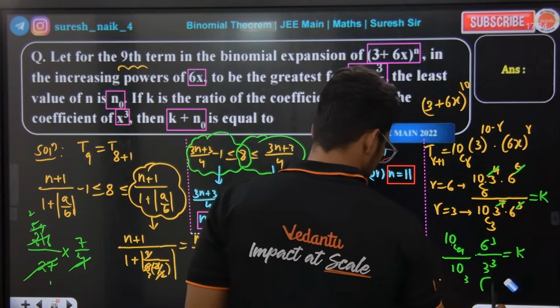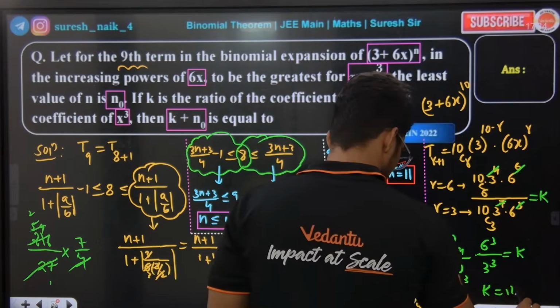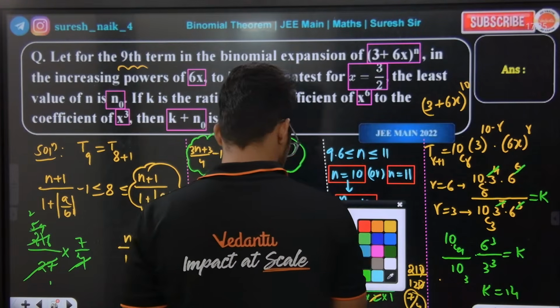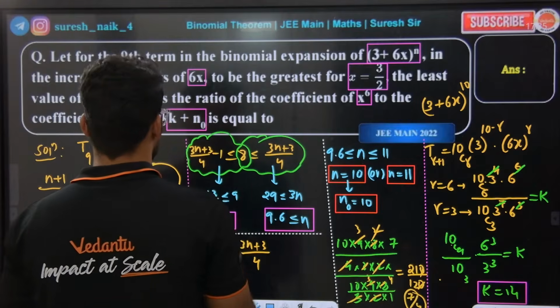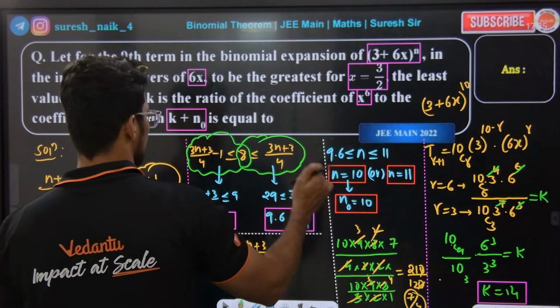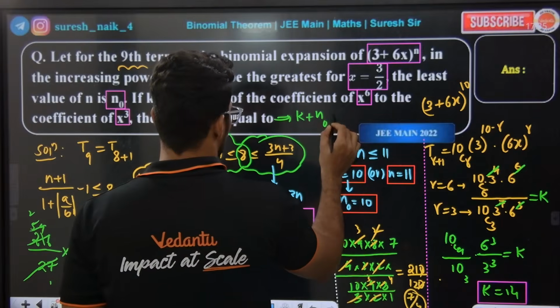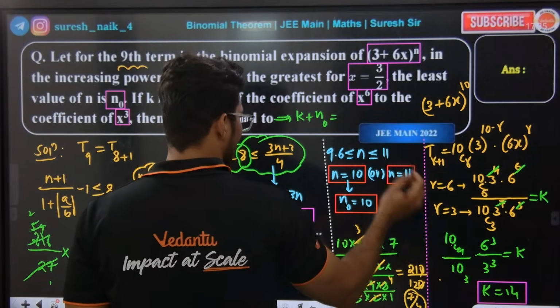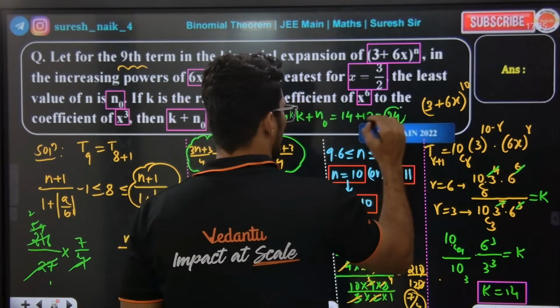Are you clear with this? Yes, sir. I am getting k value 14. Now that k value is 14, what is the value of n naught? What is the value of n naught? 10. So k plus n naught. k value 14, n naught is 10. So overall answer is 24. 24 is the right answer.